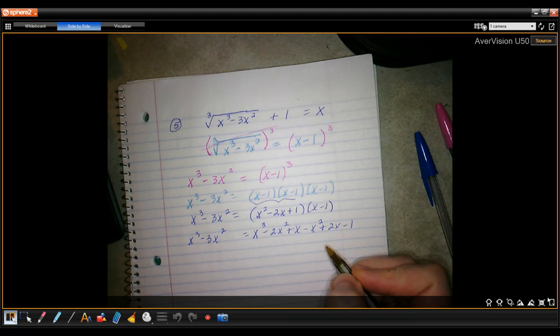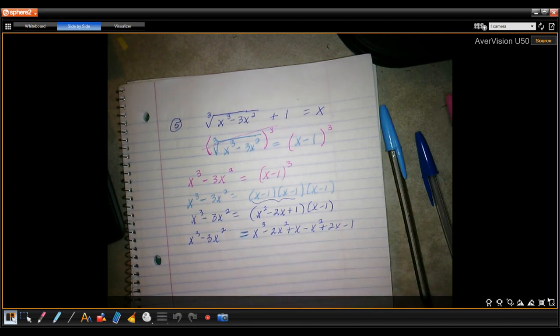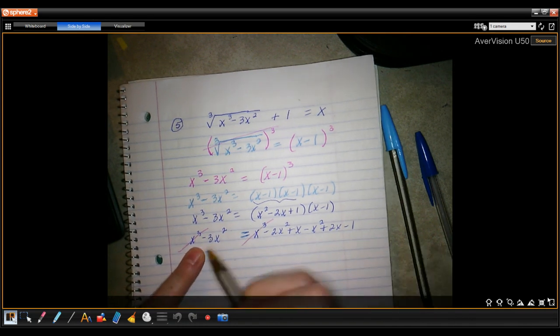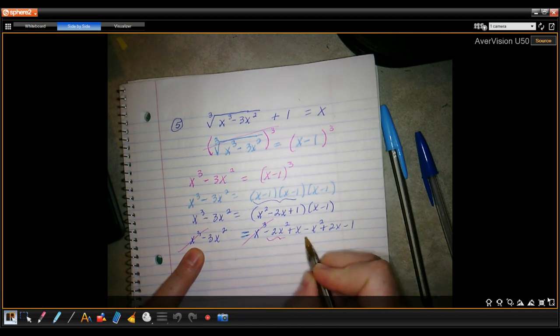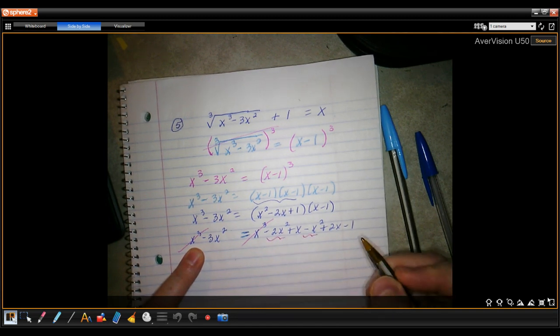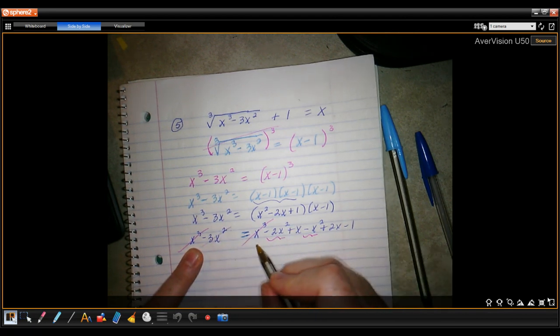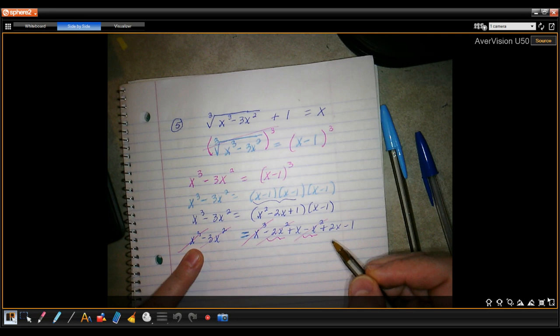You have x cubed. I'm going to look on both sides. So we have x cubed, x cubed. So those will cross out. Then I notice a negative 3x squared. Well, I notice that minus 2x squared minus x squared. So that's a negative 3x squared on both sides. So if I have negative 3x squared, that crosses out with this negative 3x squared. That's personally how I would do it. Of course, you can move things left and right.